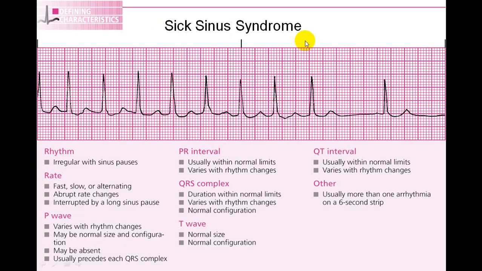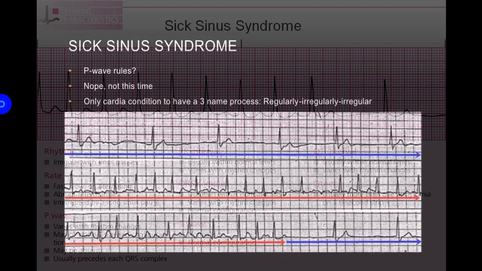Now in sick sinus syndrome, in a person, in a 6-second strip, you can see sometimes a run of tachycardia and a run of bradycardia. So that's why this is also called brady-arrhythmia syndrome, or lazy sinus syndrome, or the common term utilized, sick sinus syndrome. And this can be associated with multiple other abnormalities, like I'll show you in another ECG.